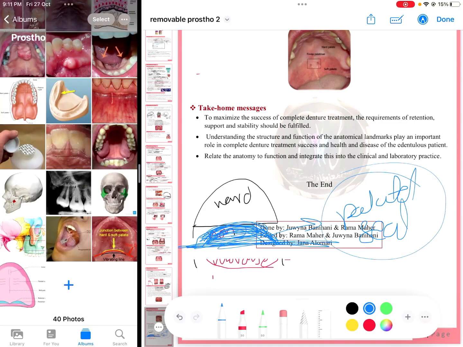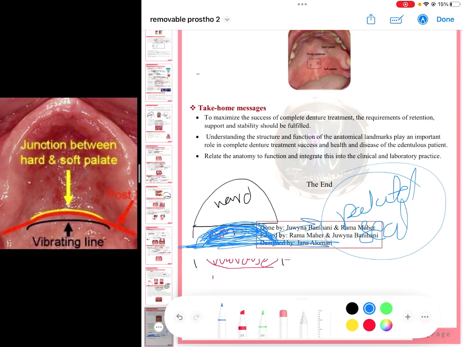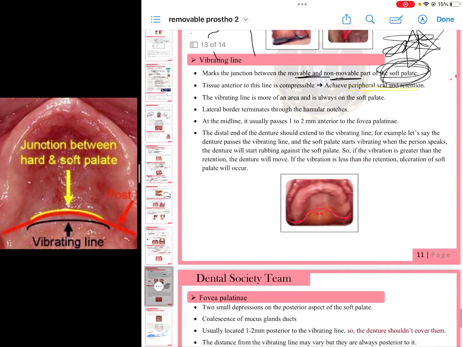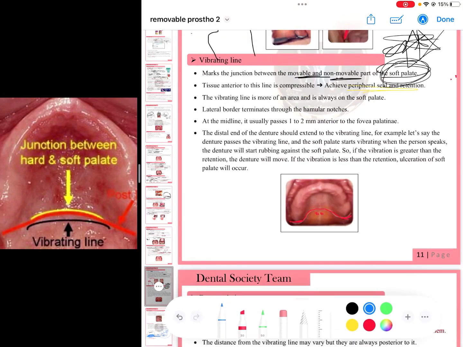I have a picture here. Look, the yellow line is the junction between the hard and soft palate, and the black line is the vibrating line that we created. Now the red line between them is the compressible area, the whole area that I'm going to use to create the seal. That's why they tell you that the vibrating line is more like an area and always on the soft palate.